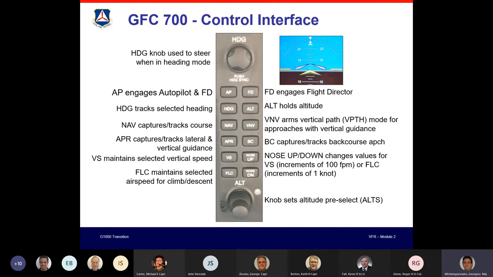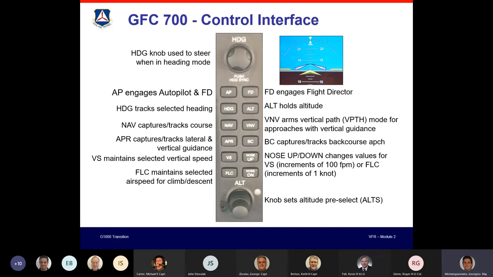So the heading button will take you in and out of the heading mode. Altitude, in and out of the altitude hold mode. Nav has to do with following a GPS flight plan if the CDI needle is on GPS, or keeping the needle straight if you're flying a VOR. I will demo that. I think it's more easily understandable in the simulator.